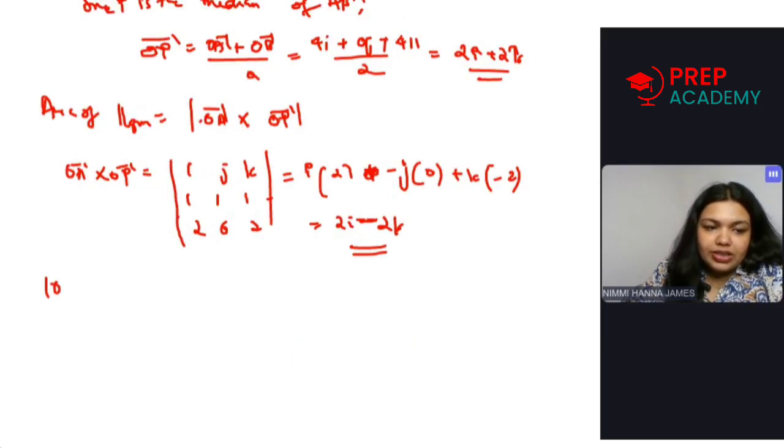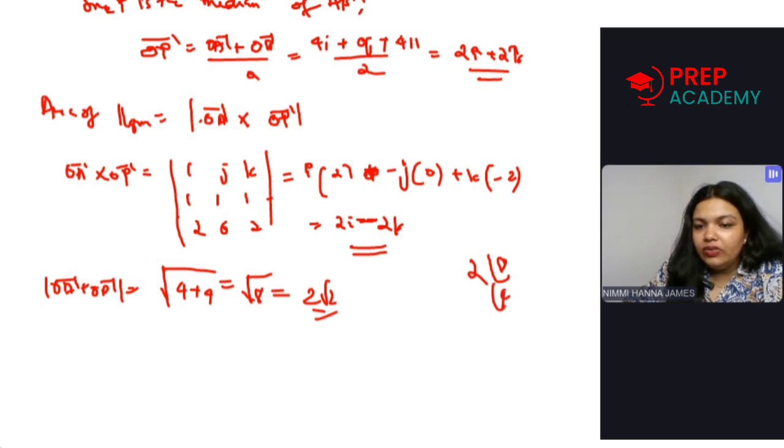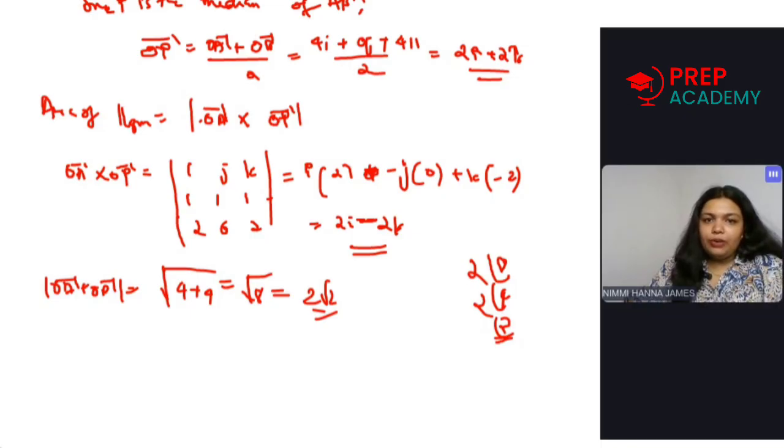So the modulus of OA vector cross OP vector, that is the area, is equal to root of 2 square, that is 4, plus 2 square, 4, that is root 8. We can simplify it as 2 root 2, correct? 8 on simplification, we get 2 root 2. Okay. So the area of the parallelogram formed in such a way is 2 root 2.